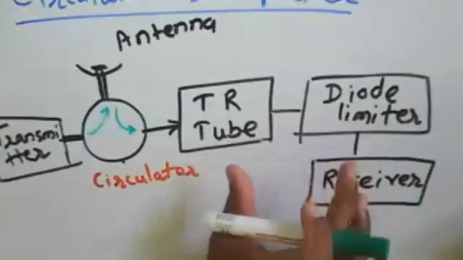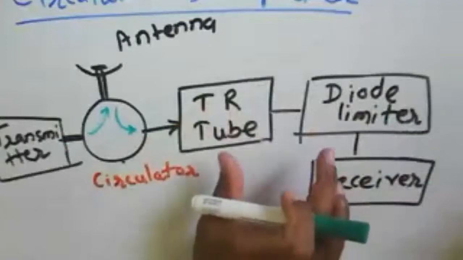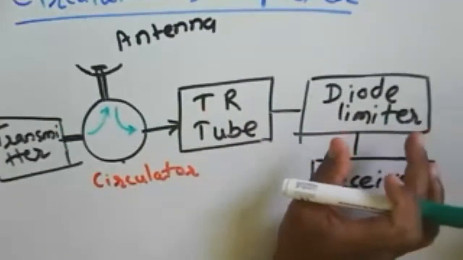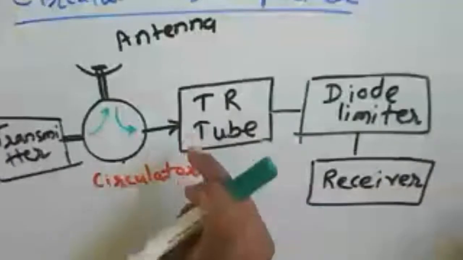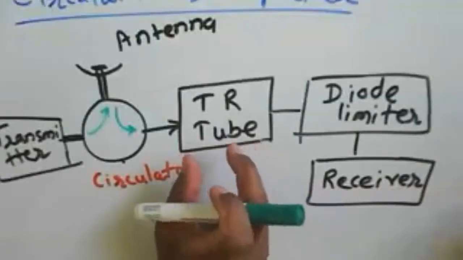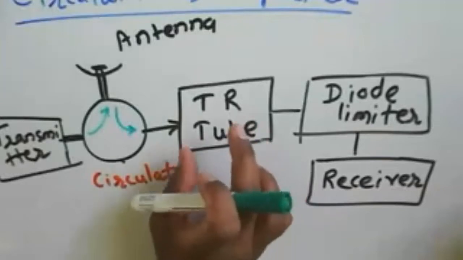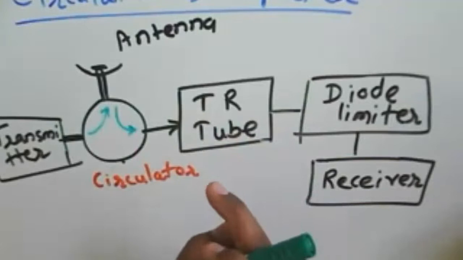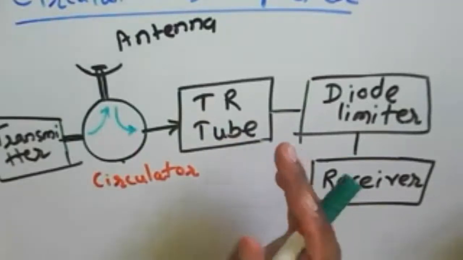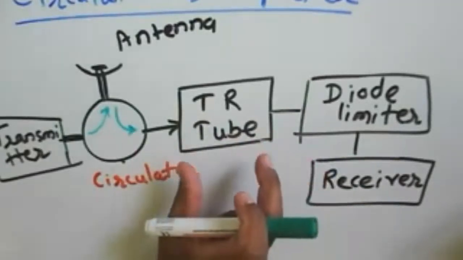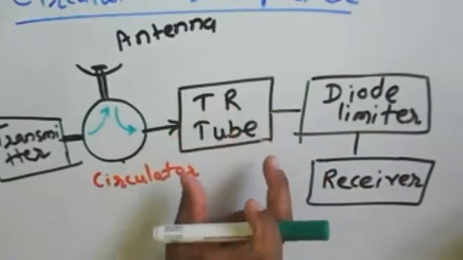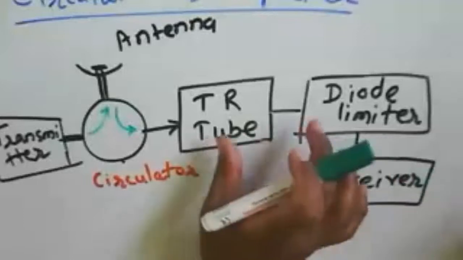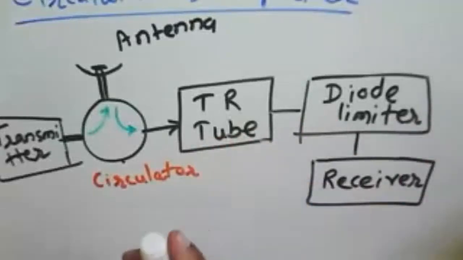So that's why it is used with a combination of a TR tube as well as a diode limiter. Generally, in a TR tube, a radioactive primer is used. Okay, radioactive. So that's why we consider a TR tube, and this tube doesn't require any voltage. So we consider it along with a diode limiter here.